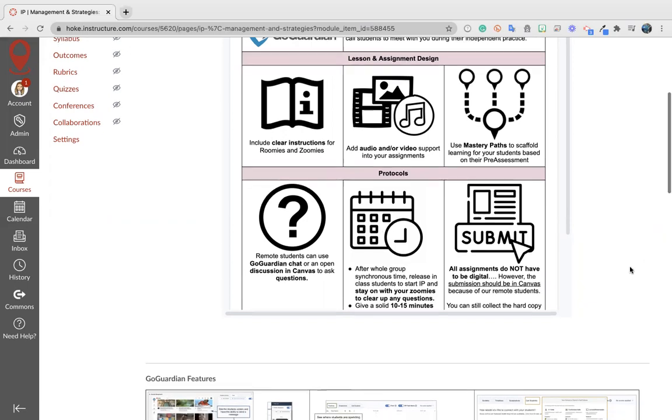And then lastly, set up your protocols, right? So how are kids going to ask questions, especially those remote students? We've talked about GoGuardian chat, or I've seen a teacher who has in her Canvas a discussion that stays open, and as kids struggle with whatever it is or need help, they put it in there, and that allows students to respond, or the teacher when she sees it, okay? But remember, we said we want you to be able to balance this.